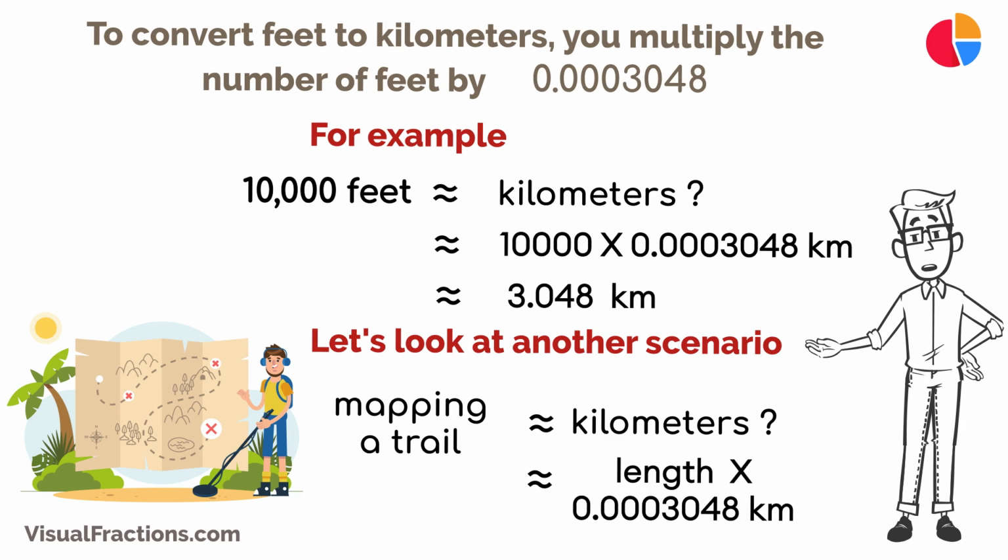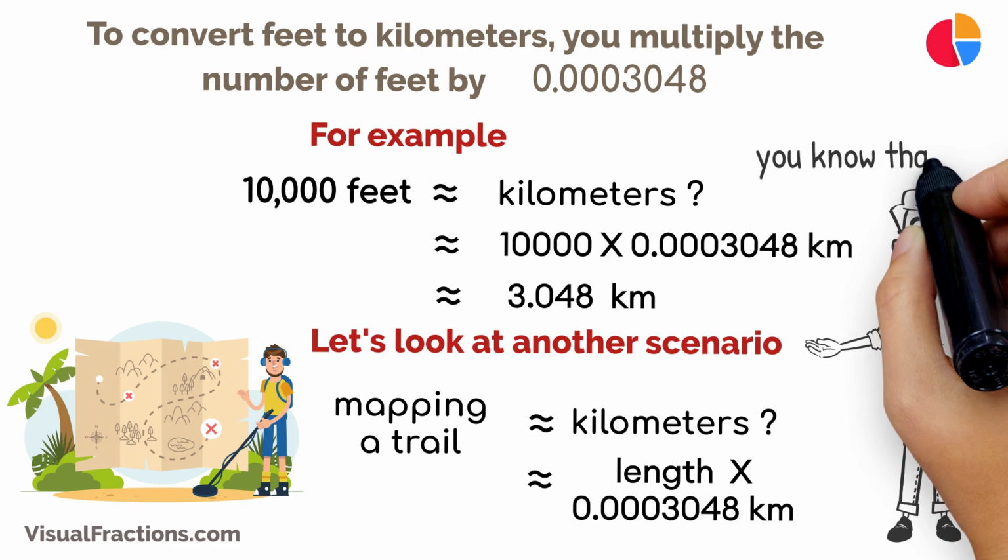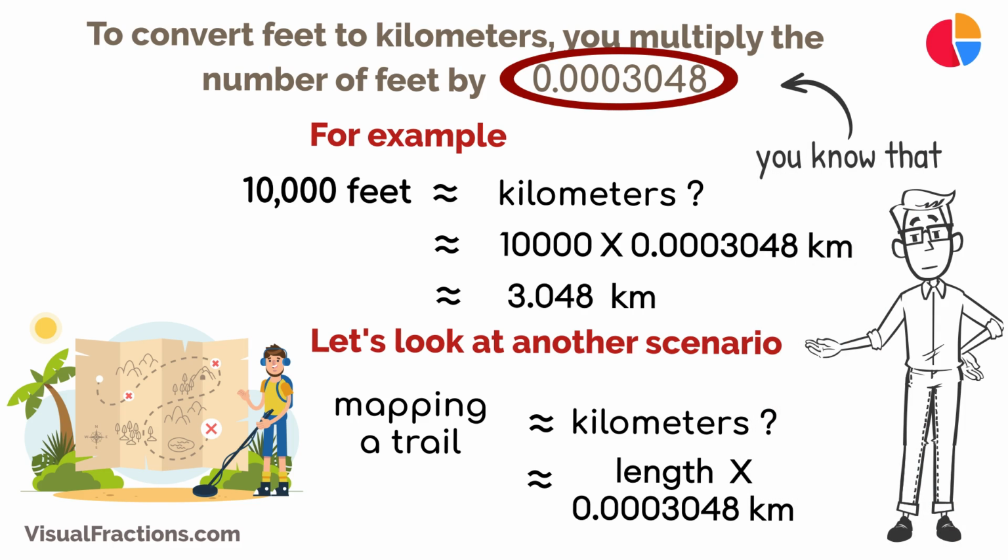And there you have it. Converting feet to kilometers is a simple process when you know that 1 foot equals approximately 0.0003048 kilometers. With a bit of practice, you'll be able to handle these conversions efficiently, enabling you to work with various measurement units effectively.